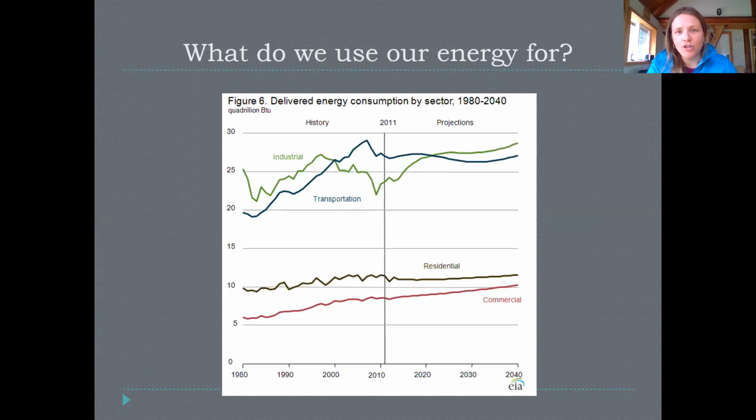Okay, what do we use our energy for? Industrial manufacturing and production, so all the manufacturing of our electronics and our chairs and our clothes and this and that. And then transportation is also really huge. And then residential and commercial are both smaller than that. So anyway, 4 main sectors.